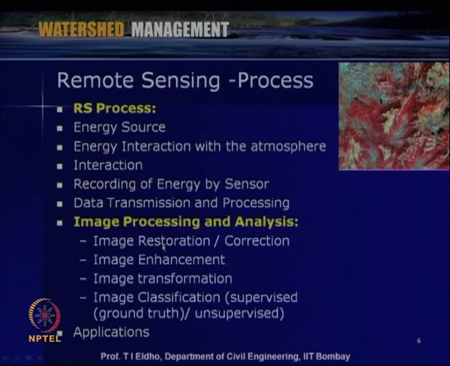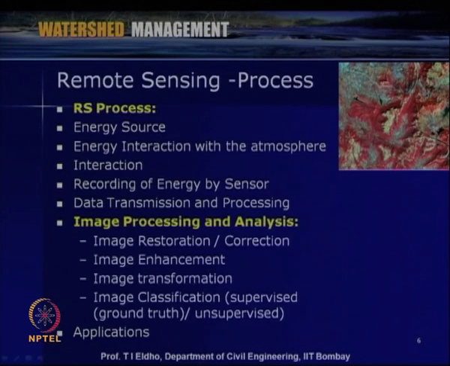Here we are doing image restoration and correction, then we enhance the image, which is called image enhancement, then image transformation, and then image classification. This image classification can be either supervised classification, where we compare with the ground truth at a few locations, or unsupervised classification. These are the fundamental steps involved in image processing, starting from image restoration or correction. Once we get the image, then image enhancement, image transformation, and image classification, and then we can utilize this particular image for various applications.